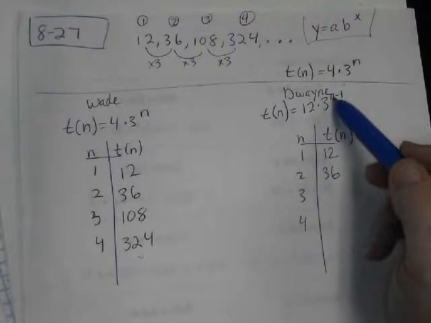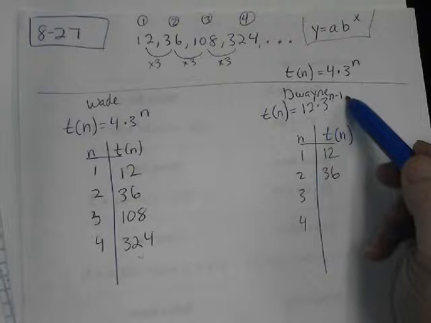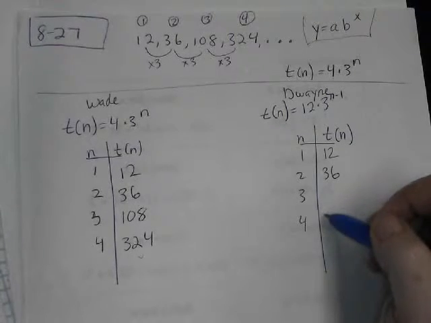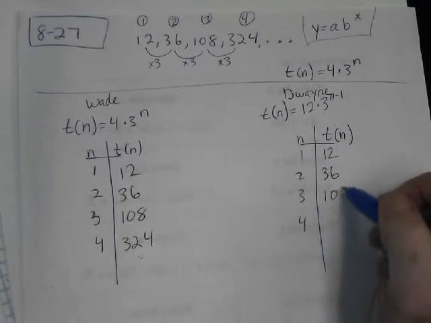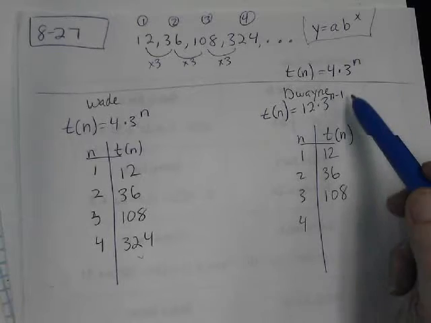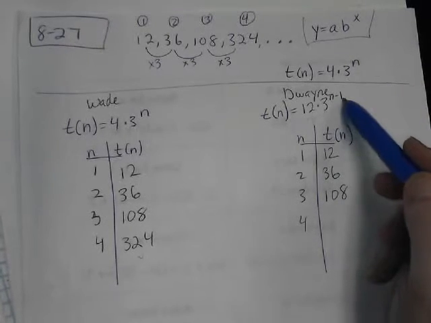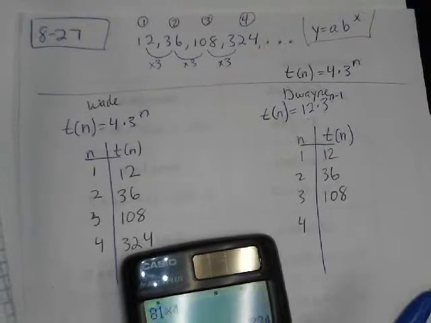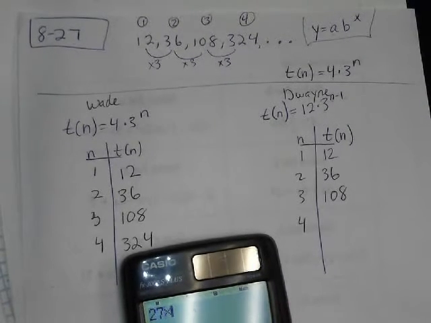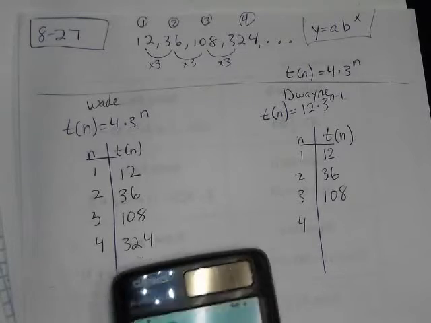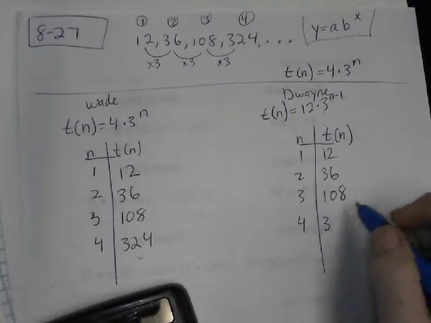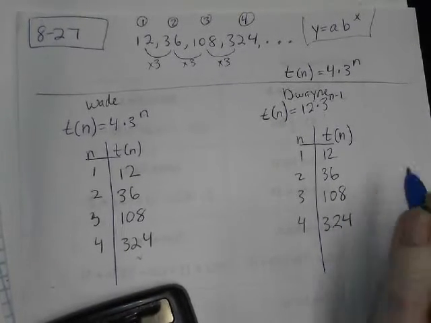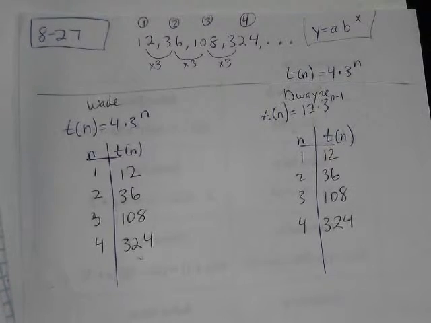3 to the 1 is 3, times 12, 36. 3 minus 1 is 2, and 3 squared is 9, and 9 times 12 is, what's 9 times 12? 108. Wow, this is so cool. And then 4 minus 1 is 3. 3 to the third is 27, and 27 times 12 is, let's see, 324. So apparently there's more than one way to write the sequence, isn't there?